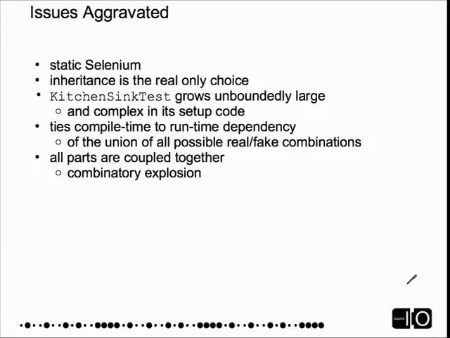Now, the problem with that comes back with a vengeance, where my kitchen sink test not only grows unboundedly large, but it grows unboundedly complex in its setup code for all of the possible combinations of all of these fakes, because my system might depend on 5 external systems. And it not only compiles, the compile time dependency to these runtime dependencies, it really is a union of all of the possible fake and real implementations of all of the external systems. So not only did I not make matters better, I made them worse by introducing the fake because I need to compile more stuff. I need to compile the real biller and the fake biller and the real login authentication server and the fake one and so on and so forth.